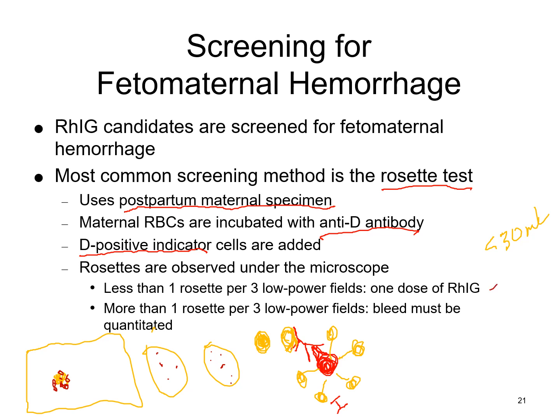However, if you see more than one rosette per 3 fields, so let's just say you see 3 fields, nothing in these, but you see rosette clumps in this one field, you see 2 of them, then that would indicate that you're going to need more than one. Now, if you determine that you need more than one shot because that's whatever your rosette screen test said, then you need to do a quantitative bleed. You need to determine how much bleed has taken place.